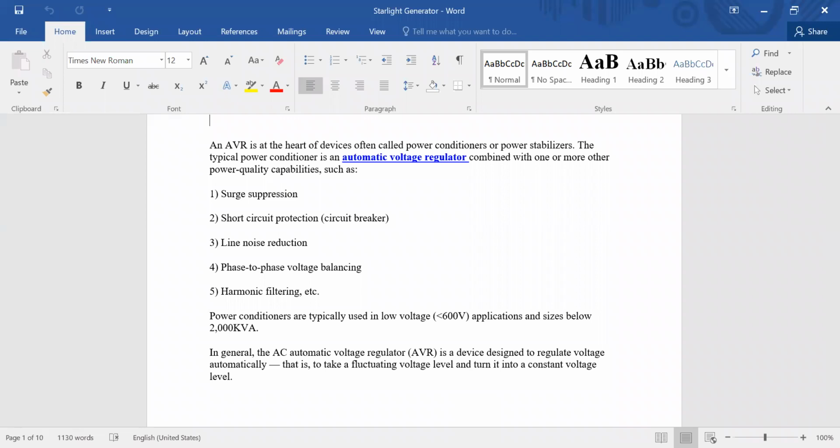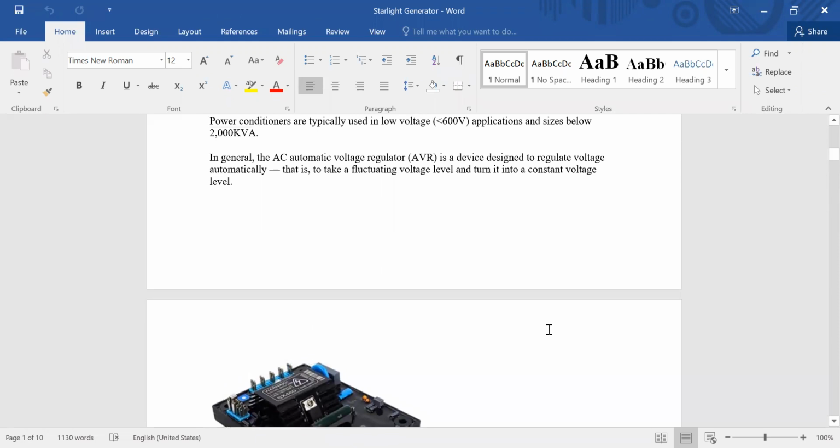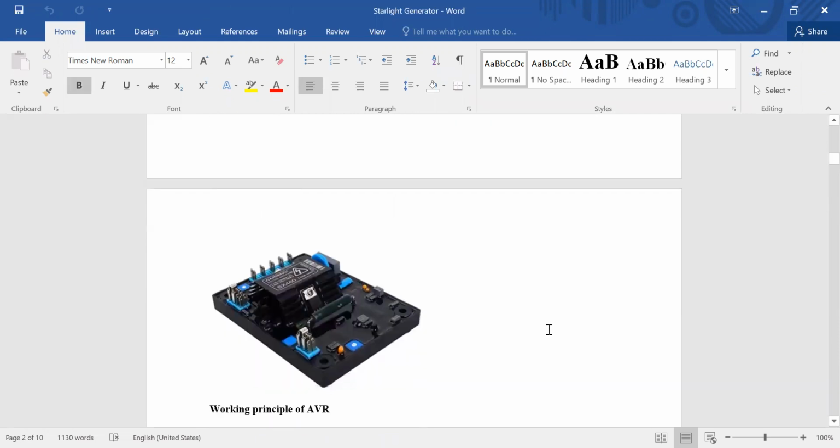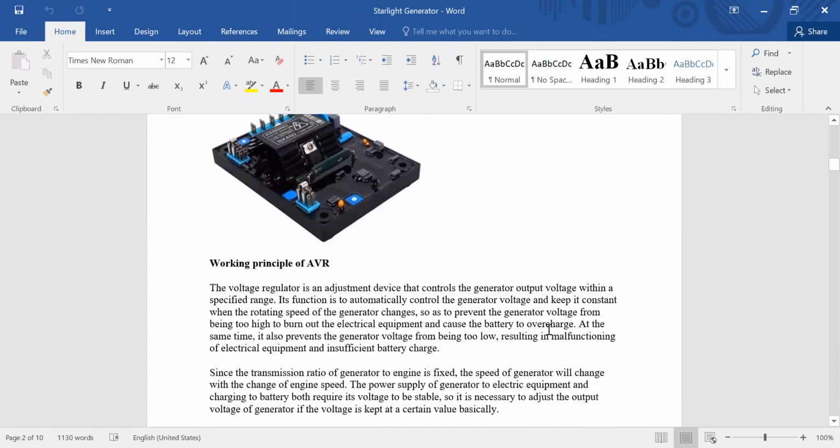In general, the automatic voltage regulator is a device designed to regulate the voltage automatically. Whenever fluctuation is there, it will automatically control it. This is the pictorial view of the automatic voltage regulator. As the name says, it controls the generator output voltage. It specifies an automatic range and functions automatically. It will control the generator voltage and keep it constant.